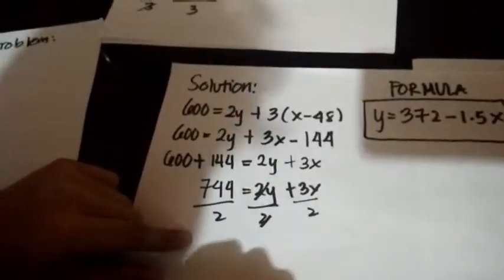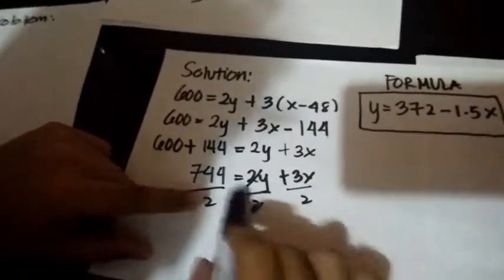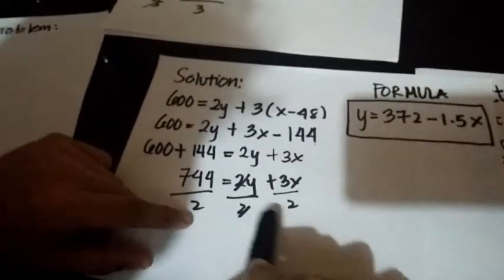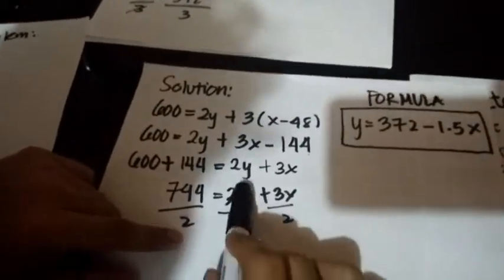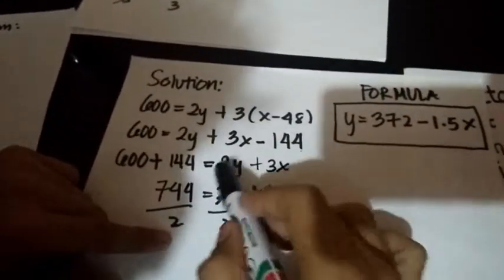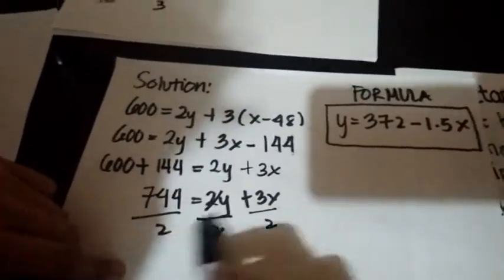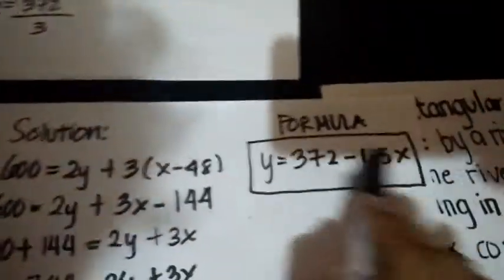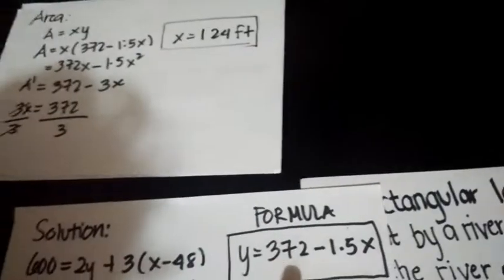So in finding the y of the rectangular lot, we must divide by 2 because we must only use the variable. So cancel, then divide all by 2. The 3x will also be transposed here. So this would be the formula for y. So this is the formula needed to find y.